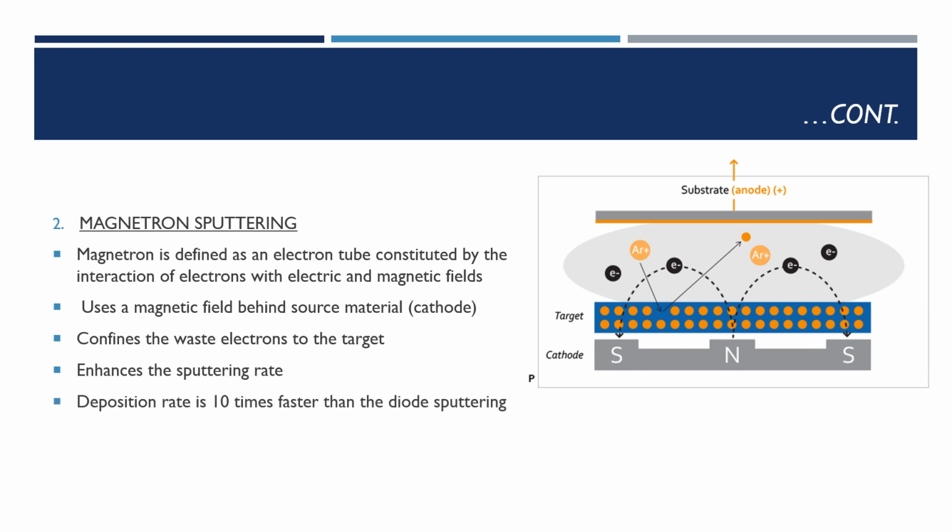The deposition rate is 10 times faster than the diode sputtering, which we saw was 0.01 to 0.1 micrometer per minute.